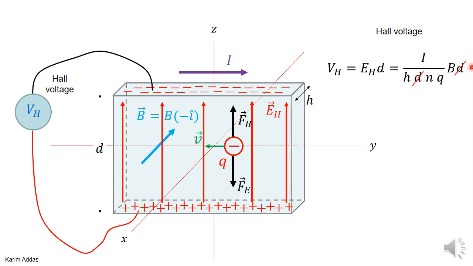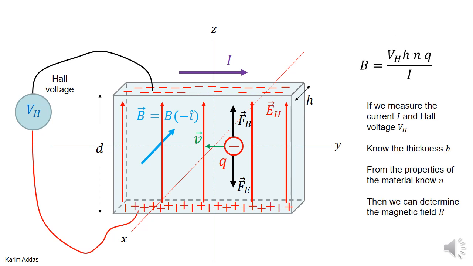The D will cancel with the D. This distance cancels out. You get that the Hall voltage is just the current times magnetic field over the thickness times n, which is the number of charges per unit volume, times the charge of each charge. And of course, if these are electrons, then the charge is just 1.6 times 10 to the minus 19.